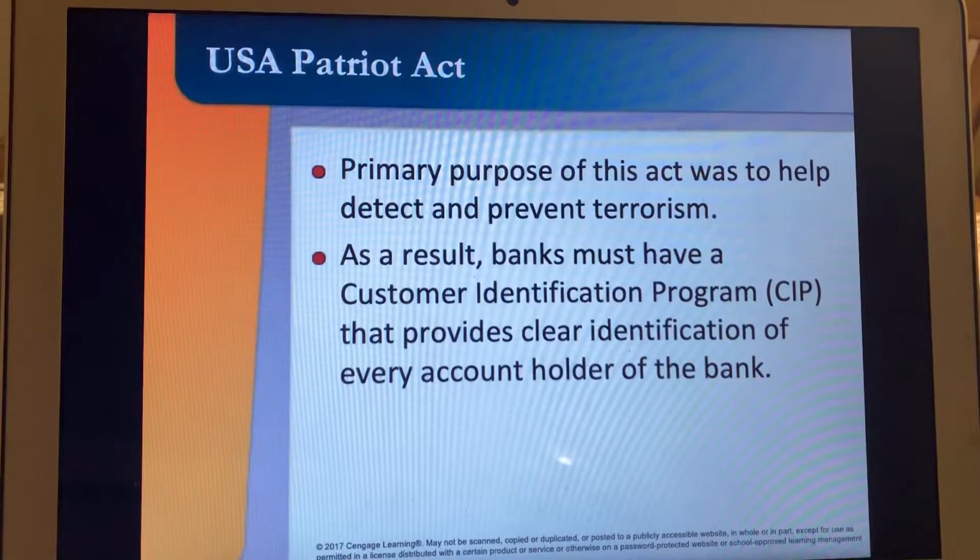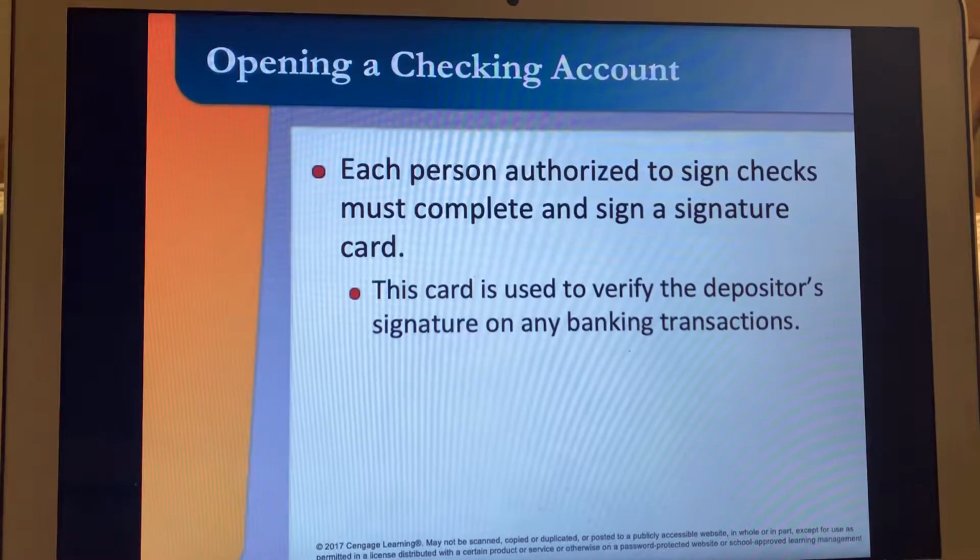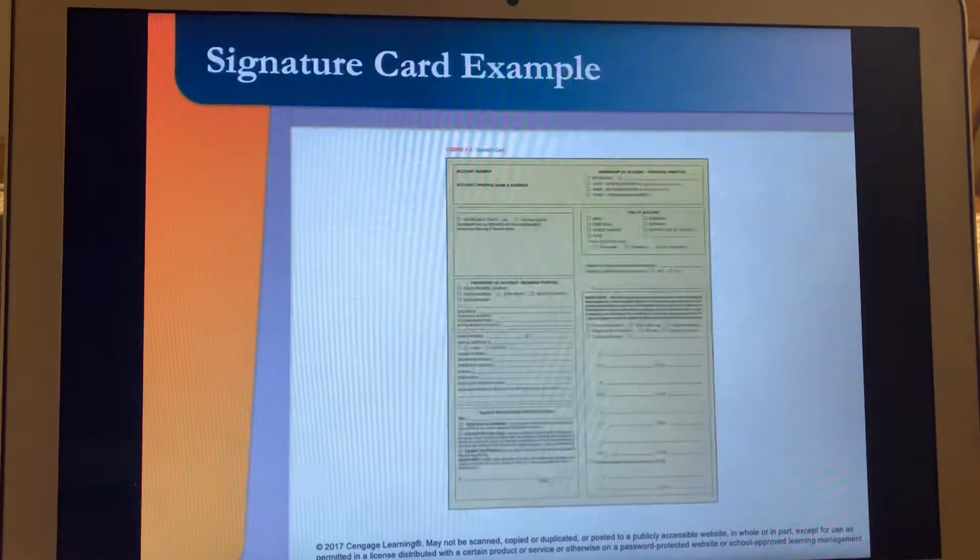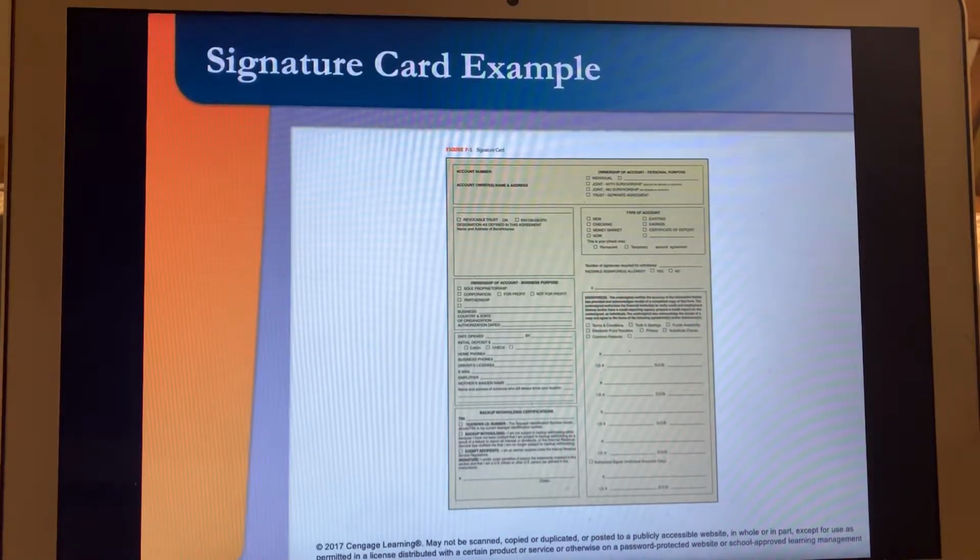So, the USA PATRIOT Act. The primary purpose of this act was to help detect and prevent terrorism. As a result, banks must have a customer identification program, CIP, that provides clear identification of every account holder of the bank. Each person authorized to sign checks must complete a signature card. This card is used to verify the depositor's signature on any banking transactions. So here's what one looks like. This is also in your book or online textbook.